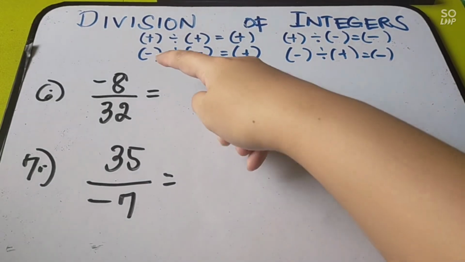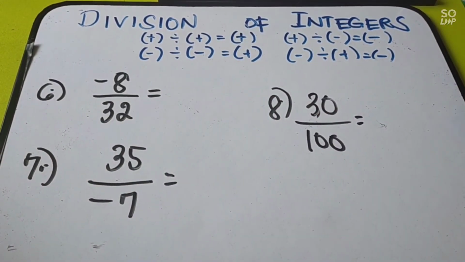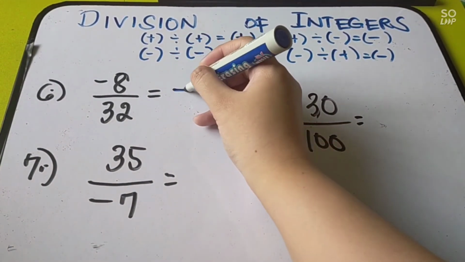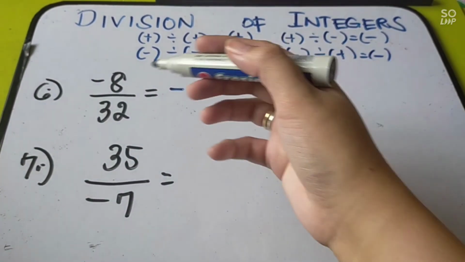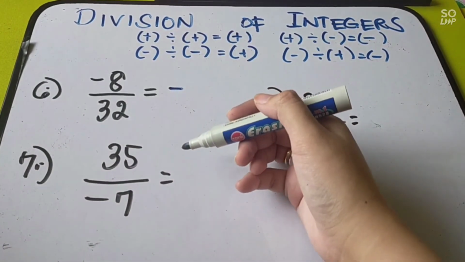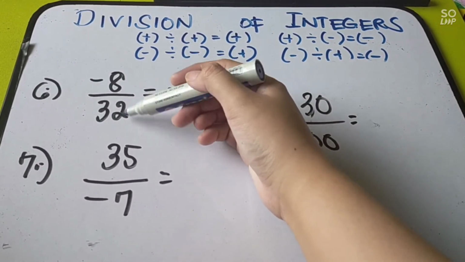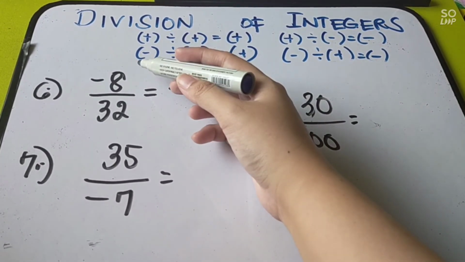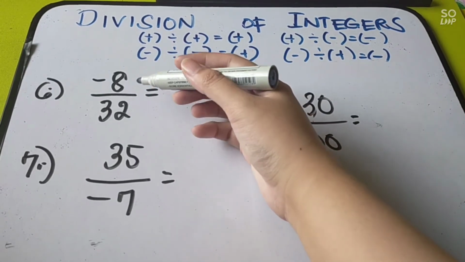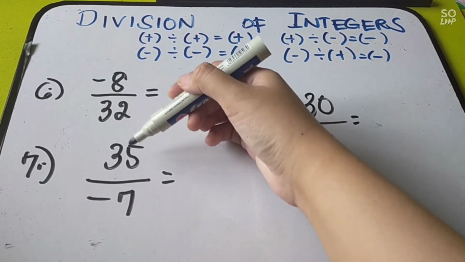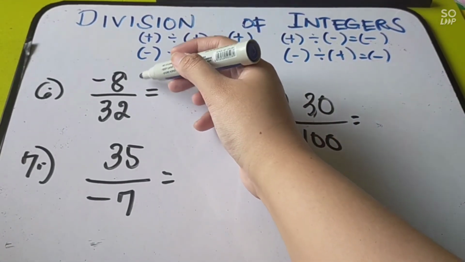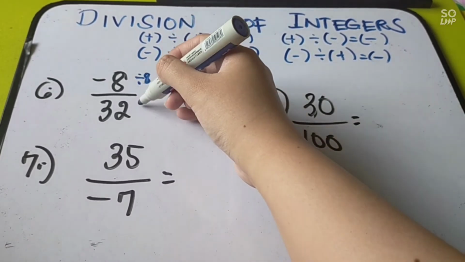Number 6, negative 8 divided by 32. So, since negative siya, negative yung answer natin. Isang negative, isang positive. But then, mas mataas yung inyong numerator kesa sa denominator. So, kapag ganyan, maglo-lowest term lang tayo. Si 8 at saka si 32 divisible by 8. So, divide mo lang siya by 8. Divide by 8, divide by 8.